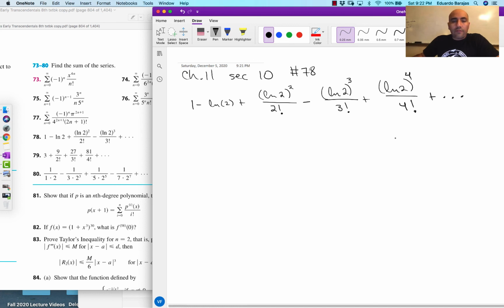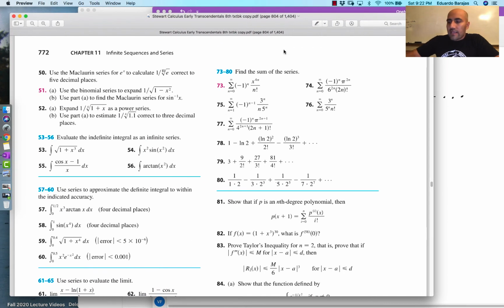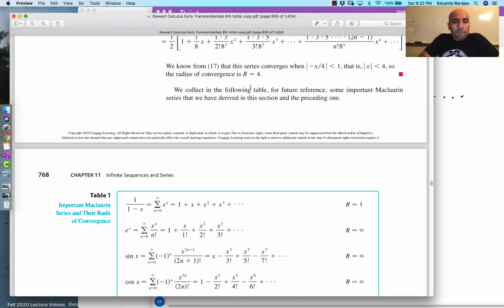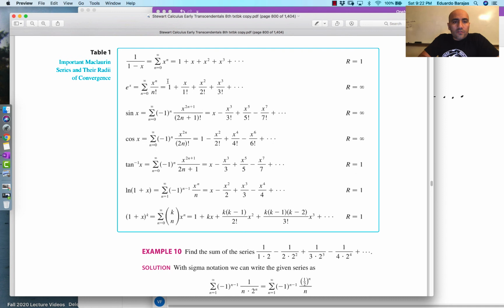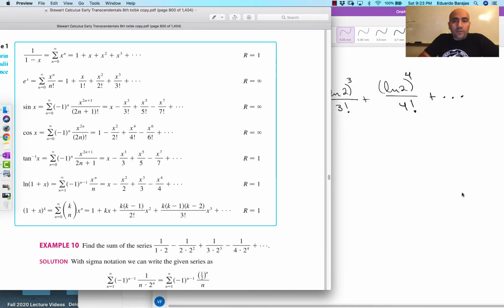Dot, dot, dot, forever. The key here is going to be to take advantage of that table that has the standard series. Make sure you have this handy when you're doing your homework. We're looking for something that looks similar and fits the same general pattern, except maybe we can replace the argument of the function. So replace the x with a new little function, something to substitute it with.